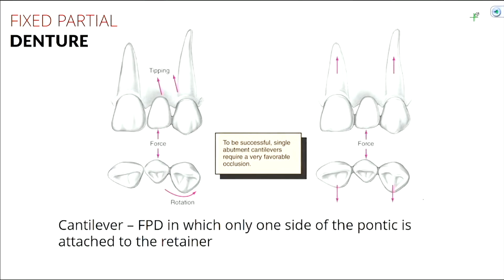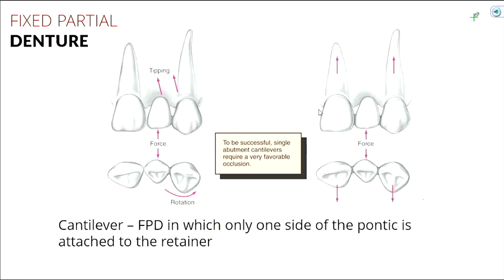All right, just a few other terms and things that you may see. So a traditional fixed partial denture has the pontic and then 2 abutment teeth that are connected by 2 connectors, right? Sometimes what you'll see is a single abutment tooth and a single pontic connected by just 1 connector. So we would call that a cantilevered pontic.